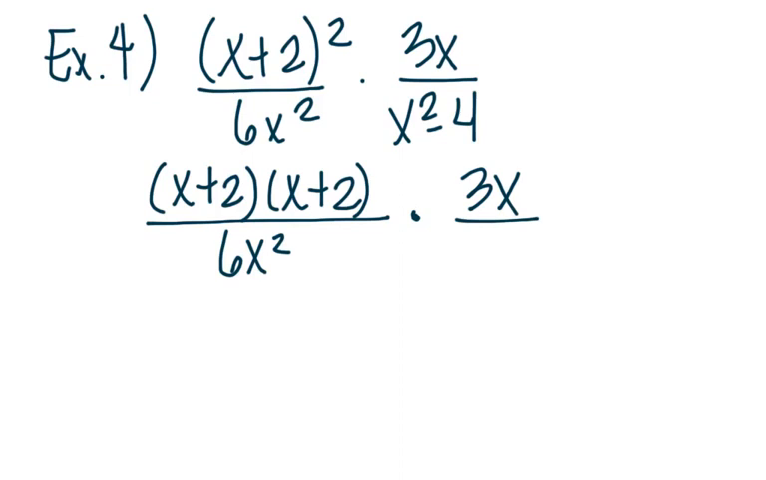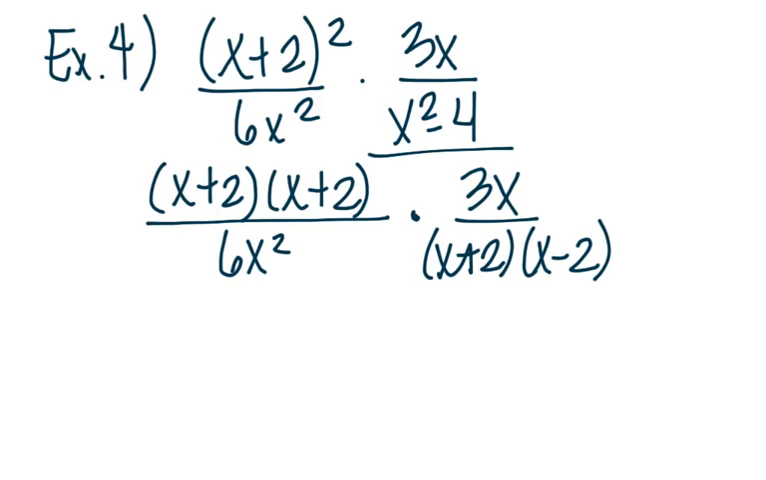so it's over x squared minus 4, right? So x squared minus 4 is difference of squares. So it can be factored into x plus 2 and x minus 2.